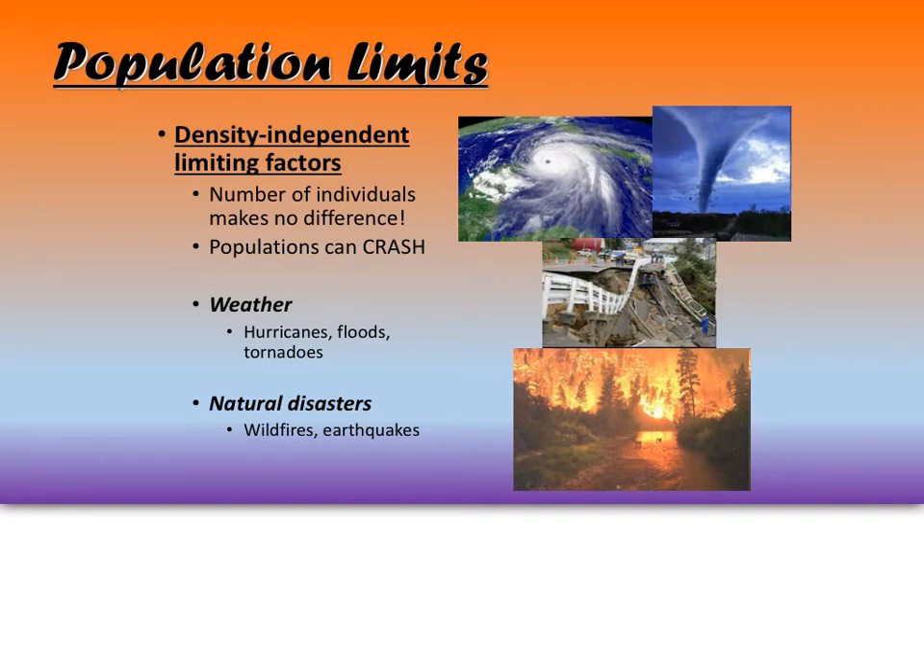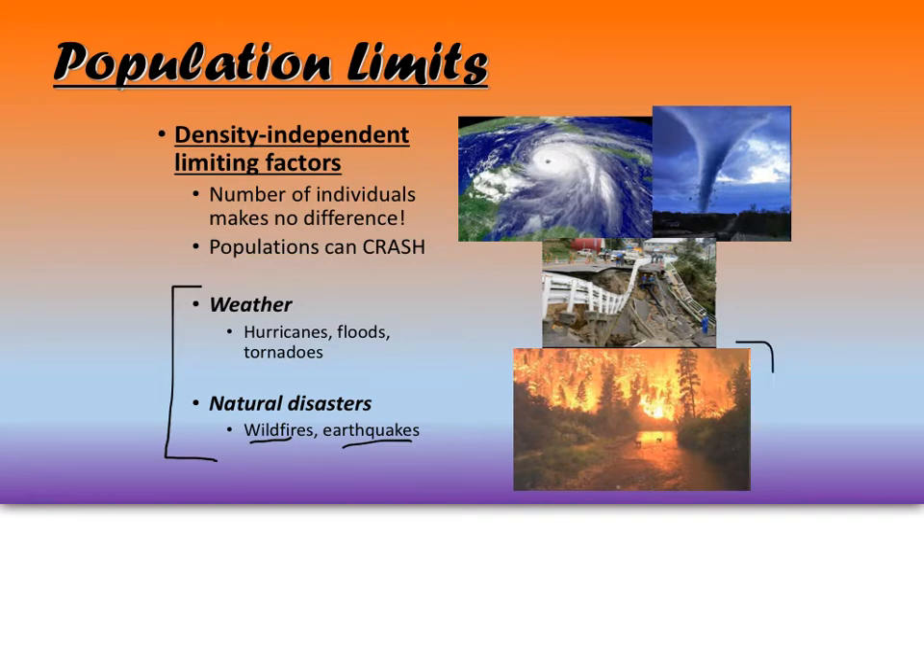All of these density-independent limiting factors are abiotic, and we just kind of lump them into the weather or natural disaster category. So something like a hurricane, a flood, a tornado, wildfires, or earthquakes, these are things that can really change your landscape and really change the number of organisms that live in a place.